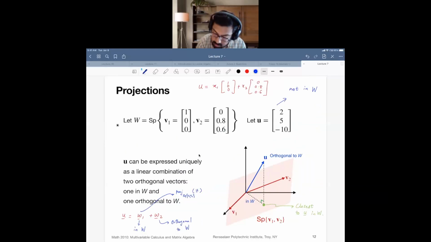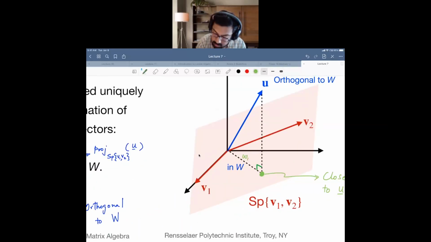Subspace W, right? So you get two vectors, one in W, the other one is going to be orthogonal to W. So we are calling it W1 and W2. Let me just name that, maybe in green. Maybe I'll write it here, so that you can see that it is not in the plane. It's popping perpendicular to that plane. So one vector is in W and one vector is orthogonal to W. So clearly they should be perpendicular to each other, right?